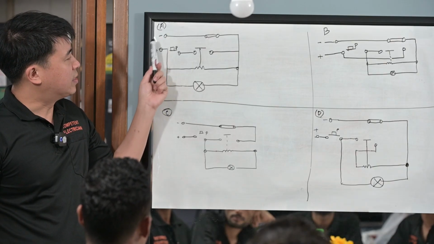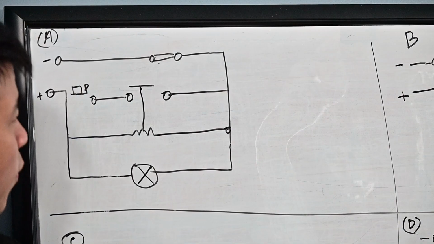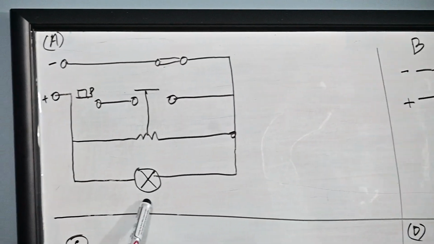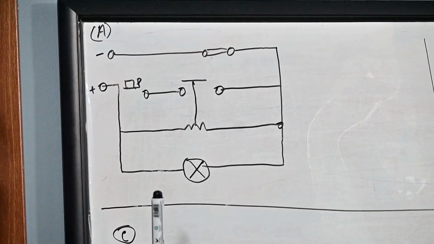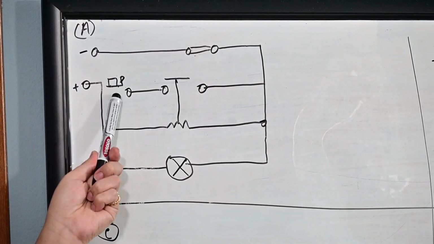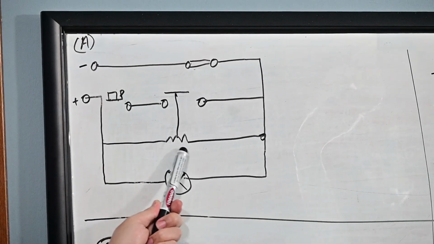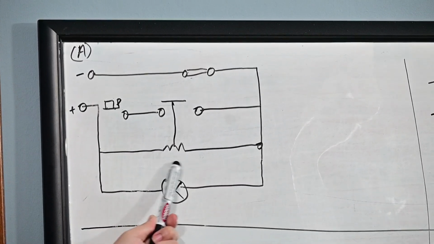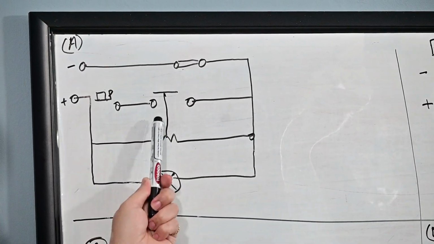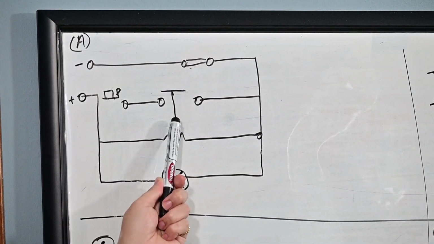The question is which circuit, when I press the button P, this light bulb will turn on. So you will ask yourself, what is this? P is the button, a push button. What is this? This is a timer, or a contactor. When there's a current passing through, this one will come down. It's like a contactor.